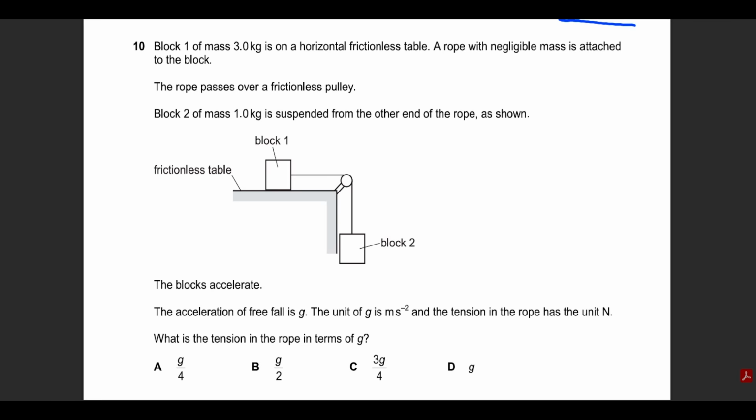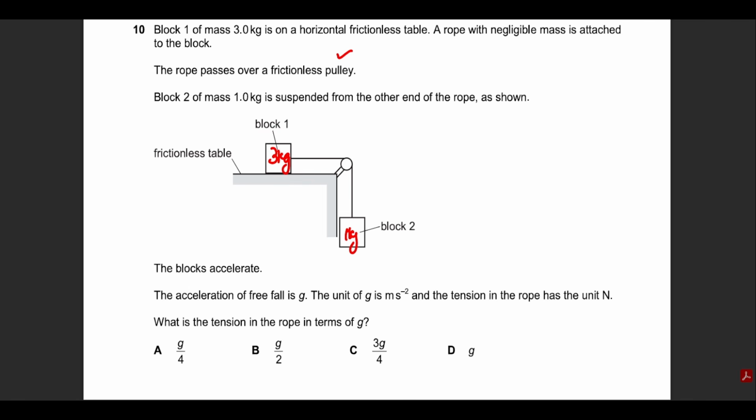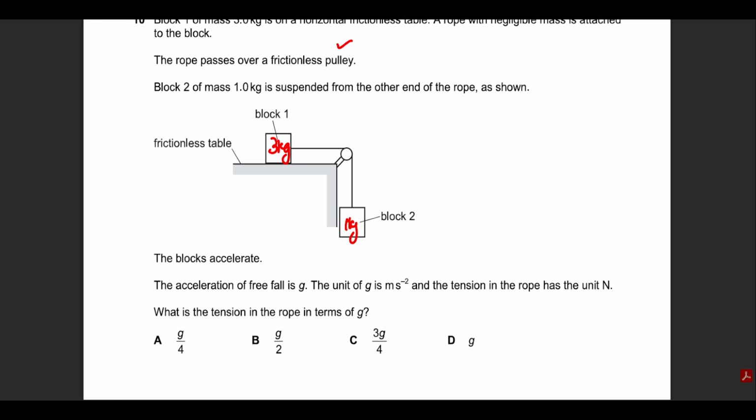So block 1 has a mass of 3 kg. I'm going to write this down, 3 kg, and block 2 has 1 kg mass. The rope is over a frictionless pulley. There is no involvement of friction. Block 2 has a mass of 1 kg suspended as shown. We have already written that down. It says that the blocks accelerate when they're going to start to move. The acceleration of free fall is g.